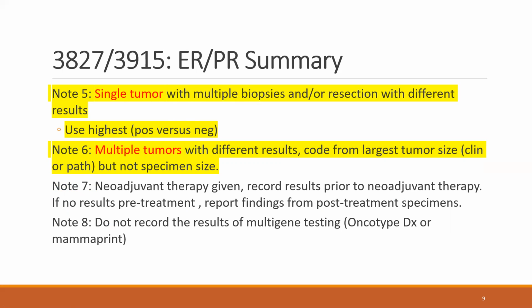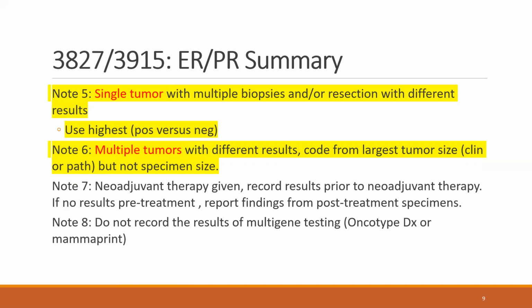And then note 6, for multiple tumors, you could have multiple tumors in one breast. The ER/PR summary could be different. You're going to code from the largest tumor size, and that could be from your clinical or your path. But don't look at the specimen size. You want the largest tumor size.